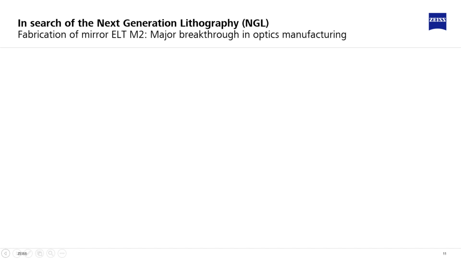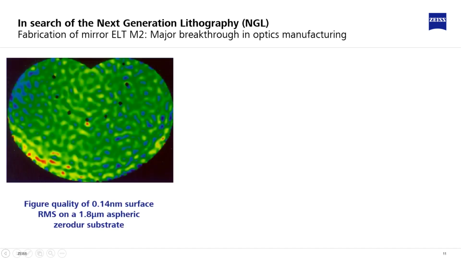A significant step was achieved in 1999 with the fabrication of mirror ELT M2 for projection optics designed by the Corning Tropel Corporation. As an object for technology comparison, very good surface errors were achieved and appreciated as a major breakthrough in optics manufacturing. The figure quality of 0.14 nanometer surface RMS on a 1.8 micrometer aspheric Zerodur substrate was measured with an in-house interferometer at ZEISS.